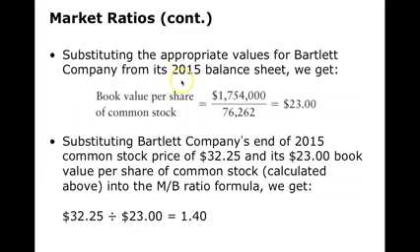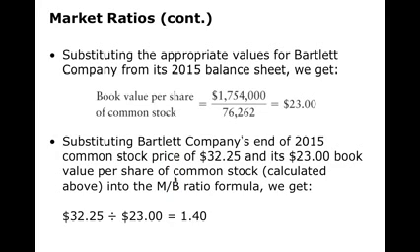So here we have a book value per share of 1.7 million, and we have 76,000 outstanding shares. Gives us a book value per share of $23 per share. And if the market price, the stock price, is $32, the market to book ratio is 1.4, meaning the stock price is 1.4 times the book value. So again, it's a measure of value. It's a measure of market. How much the market is valuing your company above its book value.